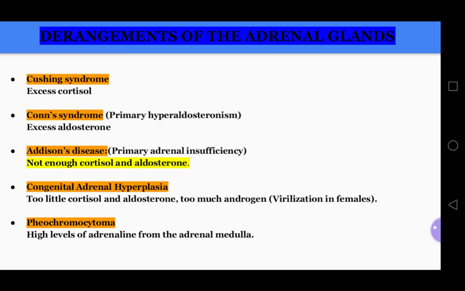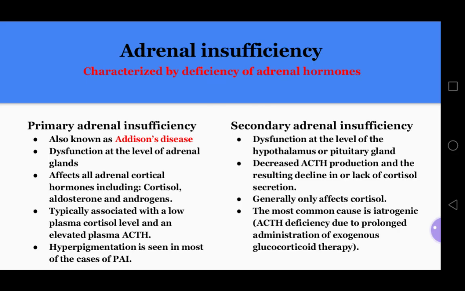Another condition is congenital adrenal hyperplasia. In this, there is too little cortisol and aldosterone, and there are too many androgens. So this derangement is manifested as virilization in females. And another derangement of the adrenal gland is pheochromocytoma, in which high levels of adrenaline are released from the adrenal medulla.